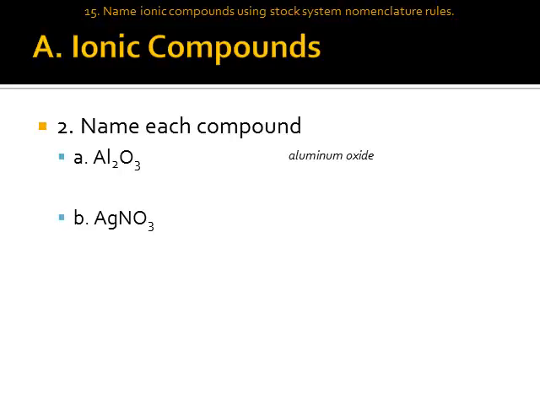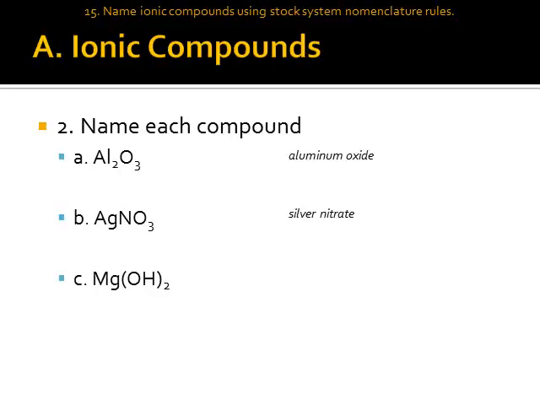Alright, next example. AgNO3. Again, look at your ions. Our cation here is a silver ion, Ag, and then our anion is a polyatomic ion, NO3. So silver, again, ask yourself, do we need to indicate its charge? The answer is no, we don't. It's always 1+. And then look up the polyatomic ion NO3 on your polyatomic ion chart, and you'll see that that is the nitrate ion. So the name of this compound is simply silver nitrate.